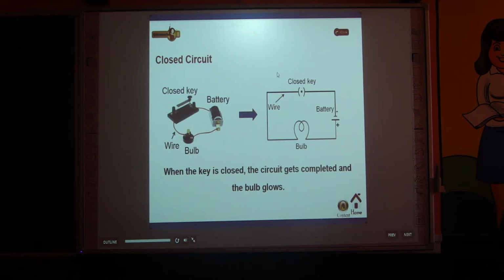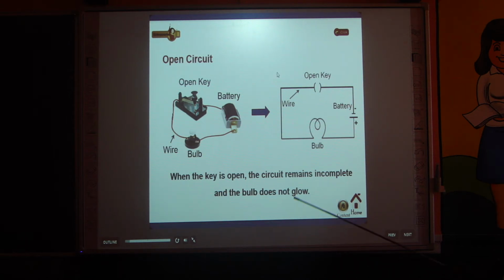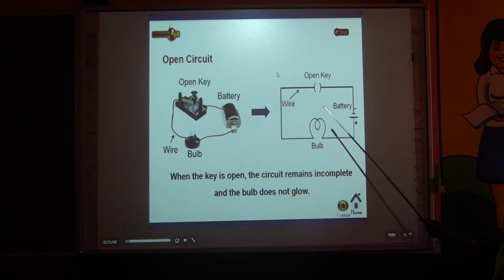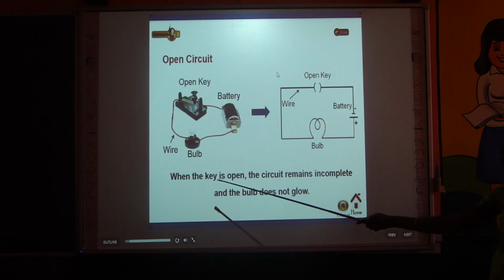Okay. The next one. See, in the open circuit, here the key is open. Open key, battery, bulb and wire. The same symbolic representation. This is key, this represents battery, this represents bulb and this is wire. See, when the key is open, the circuit remains incomplete and the bulb does not glow. Why? Because only in a closed path will the electric current pass through. In the open path there is no flow of current. So the bulb does not glow.